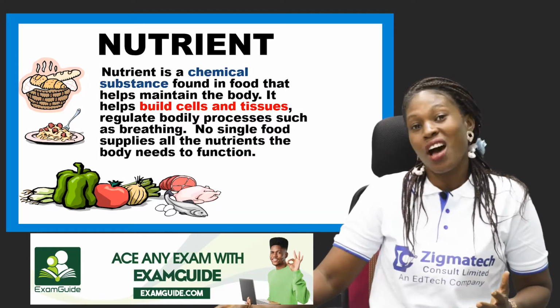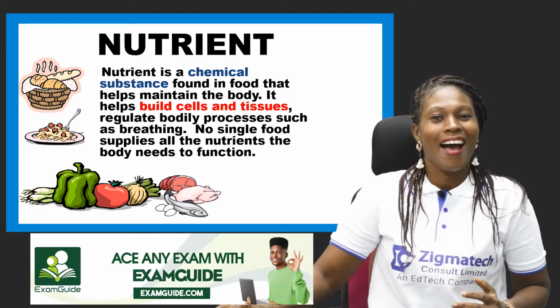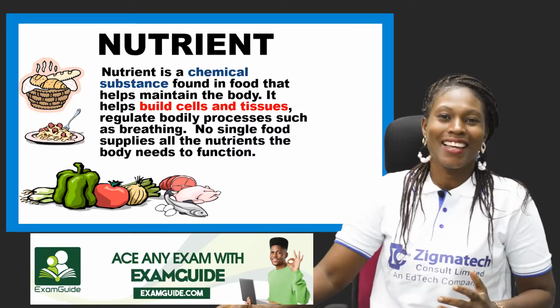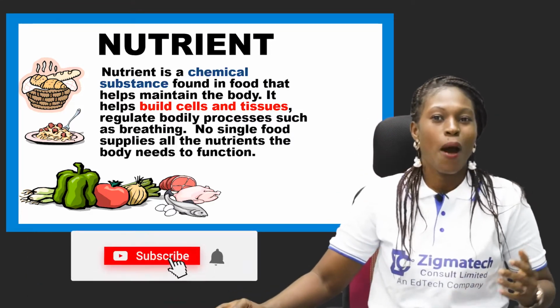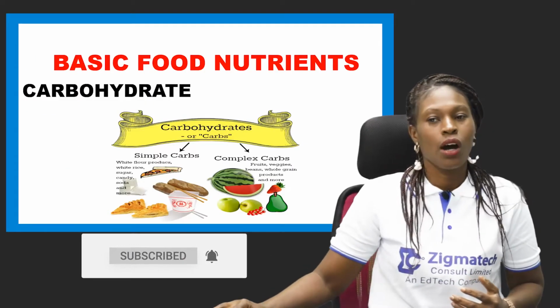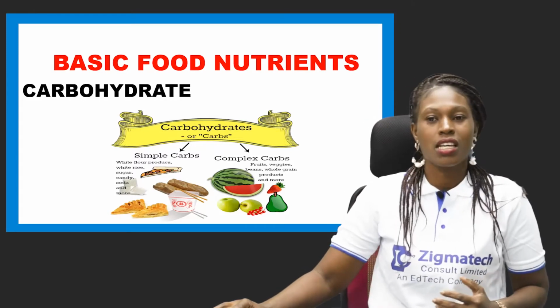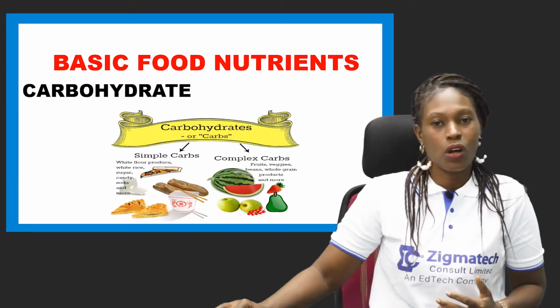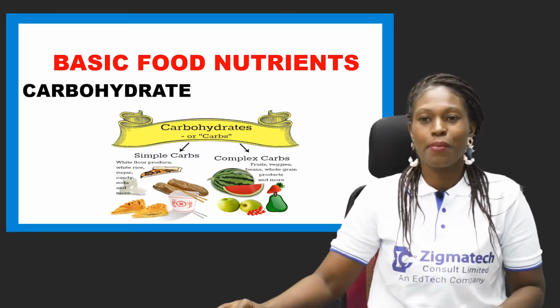So I know we all have our favorites, okay? For me, it's all shades of yam, so I can do yam, but that notwithstanding, I take other fruits as well to help me balance my diet. Now, we have basic food nutrients such as carbohydrates and some others that we'll talk about. So let's start with carbohydrates, carbs like we call it sometimes.